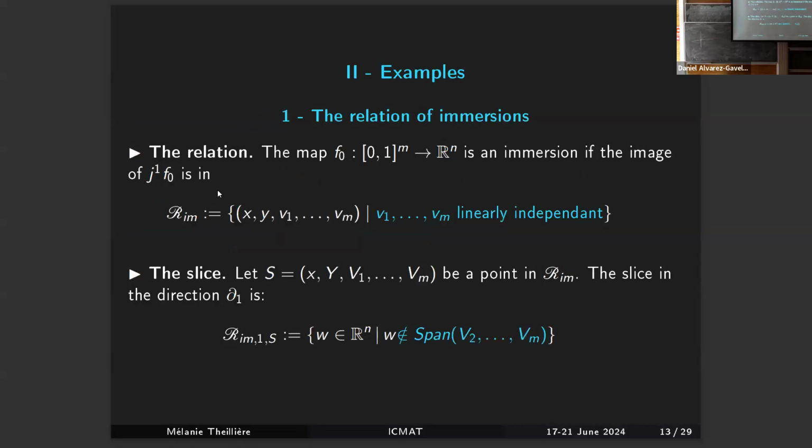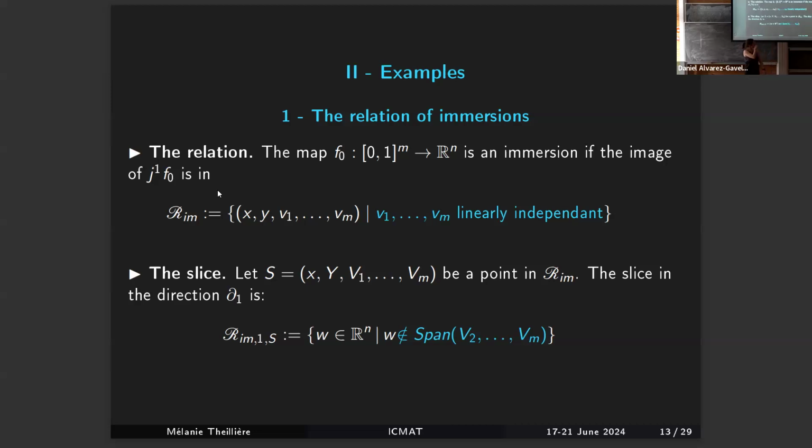Okay. So now I will present some examples where we can use convex integration. Let's go back to the relation of immersion. The relation of immersion for a map f0 from [0,1]^m to R^n is an immersion only if the image of its one-jet belongs to the subset of the one-jet space given by all tuples where v1, ..., vm are linearly independent.